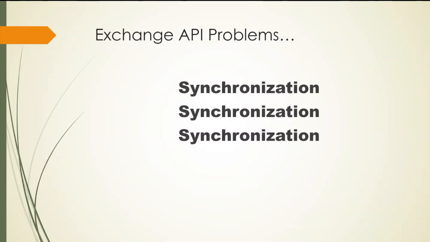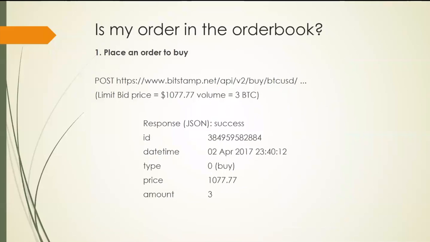Let's consider one example. Say you want to place an order, and you're using just a REST API. You make a POST request to Bitstamp, you place an order, and you get an order ID in the response. At this point, you know that your order has been placed. You got an order ID for it. Now, at the same time, you have a different thread trying to find out what the order book is, what the orders available to trade are.